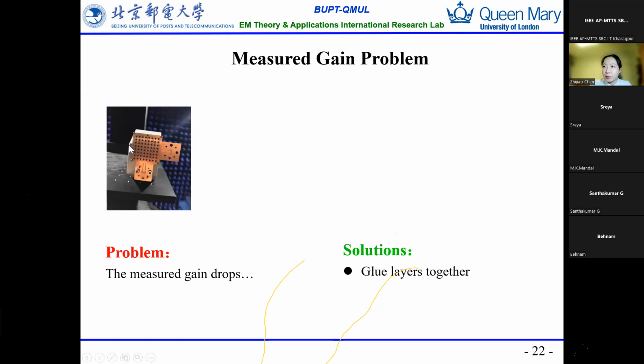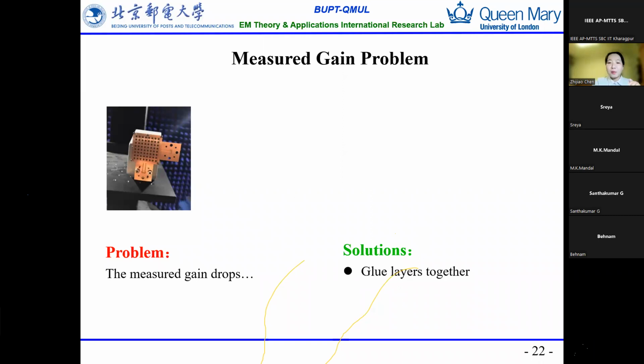So at first we thought maybe it is a problem of the PCB layers when they stack with each other. We use screws. You can see the screws here, but maybe there is some gap between them that cannot be avoided. So at first we tried to glue these layers together to avoid this gap. However, this didn't come up with a good result.